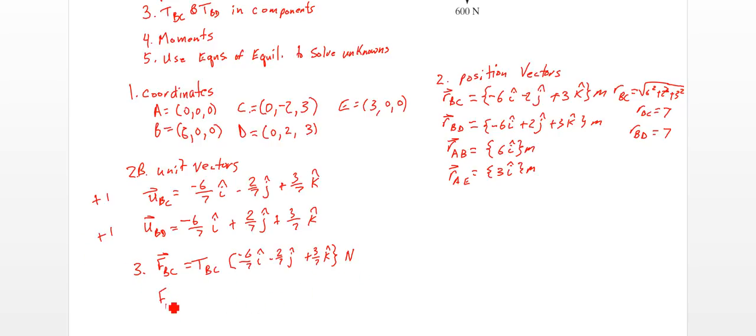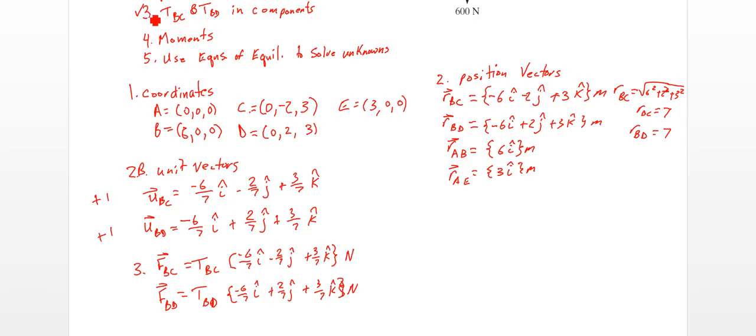And then FBD equals our tension BD times our negative 6 sevenths i plus 2 sevenths j plus 3 sevenths k, and that's units of newtons as well. Alright, so we got step 3 done.